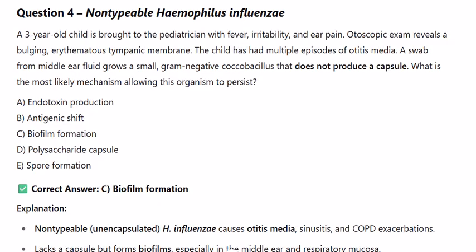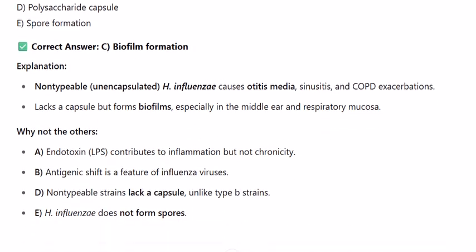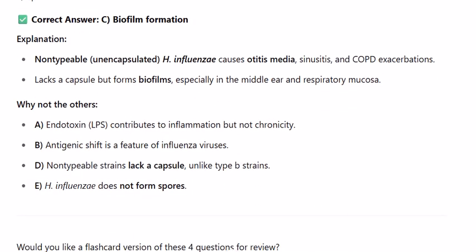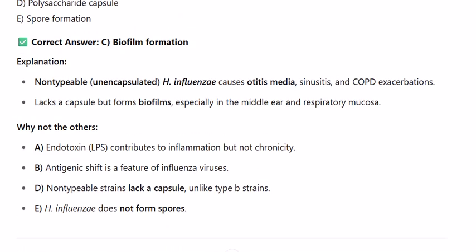A. Endotoxin production, B. Antigenic shift, C. Biofilm formation, D. Polysaccharide capsule, E. Spore formation. Correct answer: C. Biofilm formation. Explanation: non-typable, unencapsulated H. influenzae causes otitis media, sinusitis, and COPD exacerbations. Lacks a capsule but forms biofilms, especially in the middle ear and respiratory mucosa.